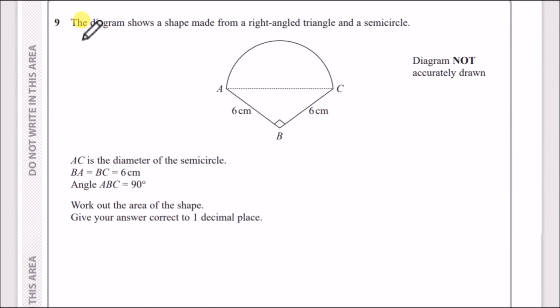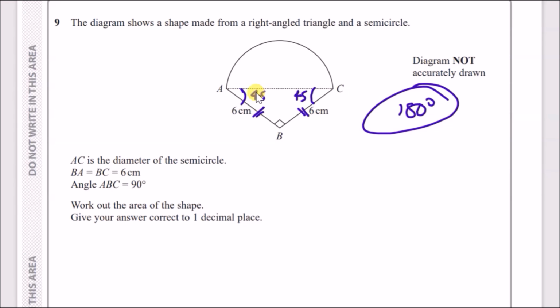Alright, 9. The diagram shows a shape made from a right angle triangle and a semicircle. So you've got a semicircle and a right angle triangle, and they've got the same lengths. So technically, when you have a triangle with two same lengths, this is an isosceles triangle. For an isosceles triangle, two lengths are the same and both base angles are the same. And we've got a 90 degree angle here. A whole triangle adds up to 180, so these two must add up to 90, and because they're the same, they both have to be 45 degrees. Because 45 plus 45 is 90, plus 90 is 180 degrees.